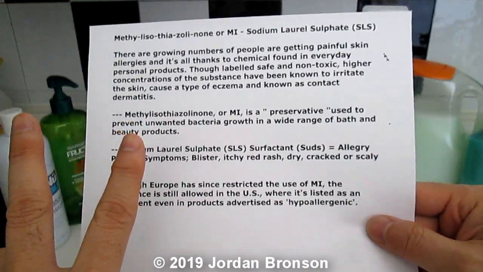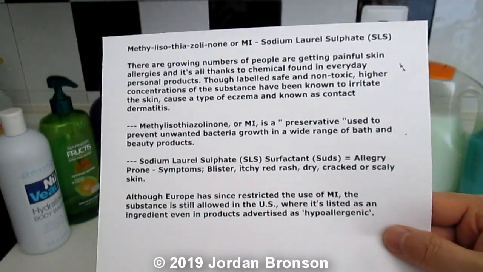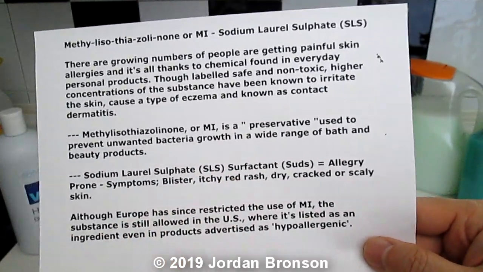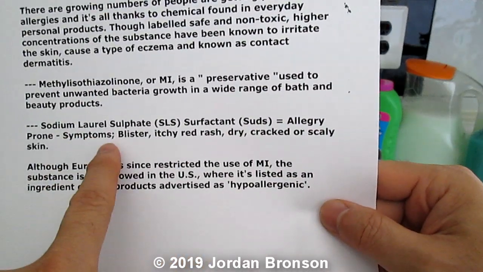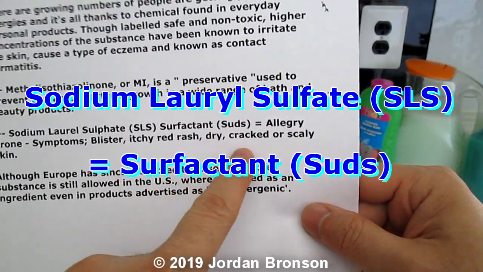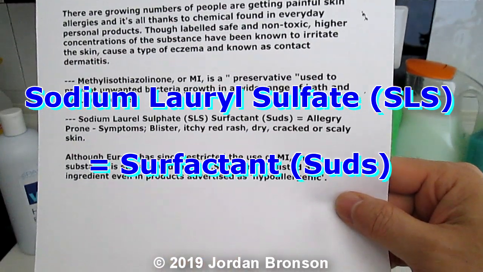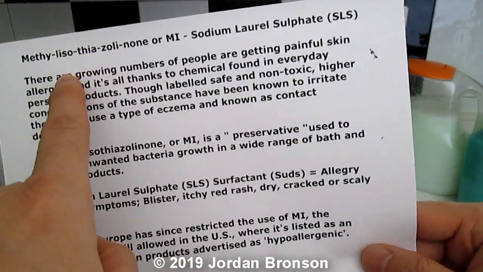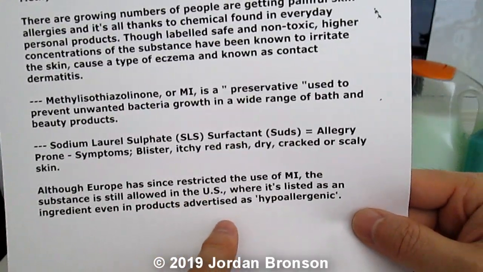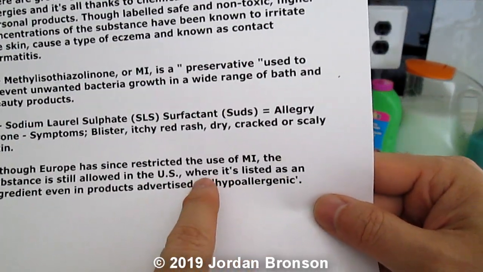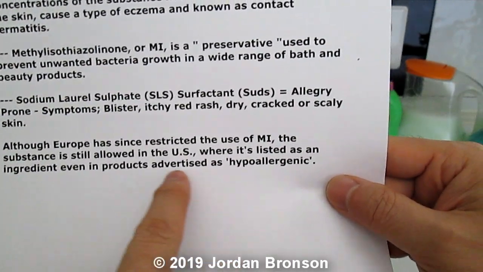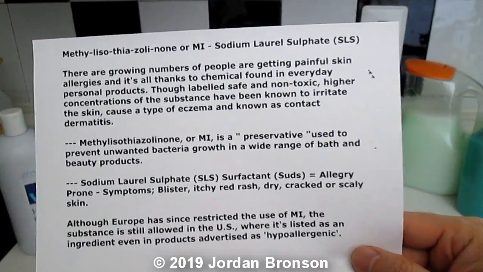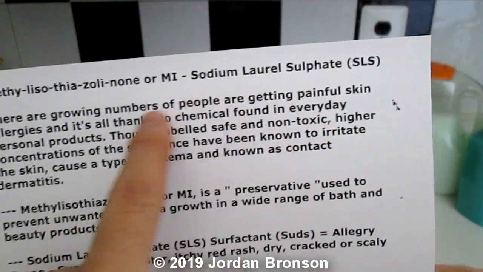Okay, sodium lauryl sulfate. There's two different types. There's sodium lauryl sulfate that is safe. Sodium laureth sulfate is not. It produces allergy prone skin. The symptoms are blisters, itchy, redness, dry, cracked, or scaly skin. Here's another thing that I found. Although Europe has restricted the use of MI, the substance is allowed in the United States, where it is listed as an ingredient, even in products advertised as hypoallergenic. Sensitive people stay away from these two.